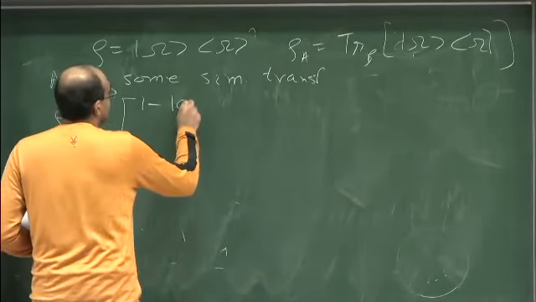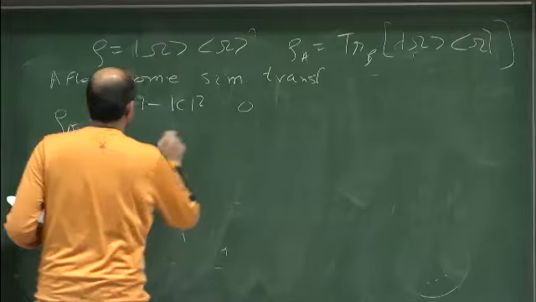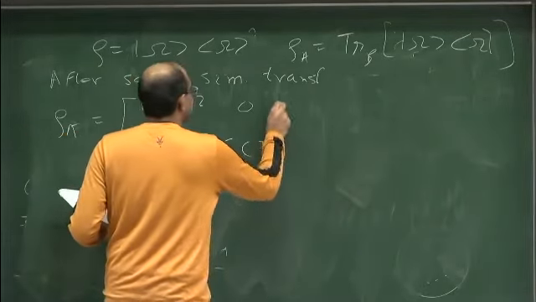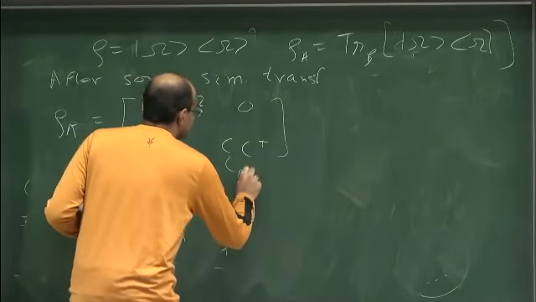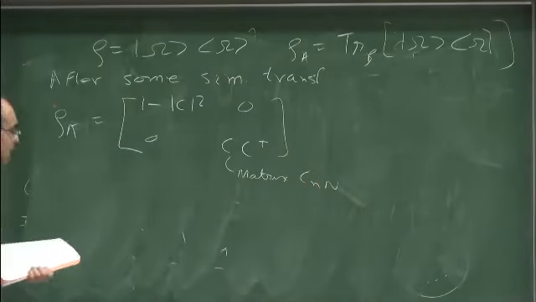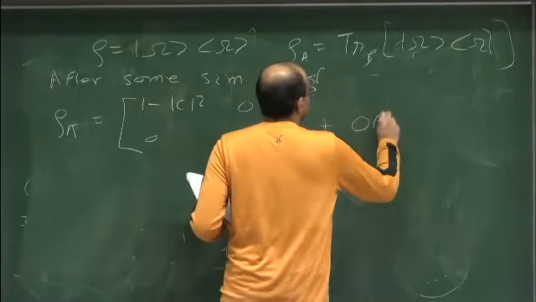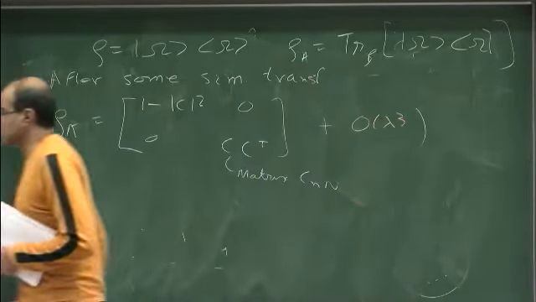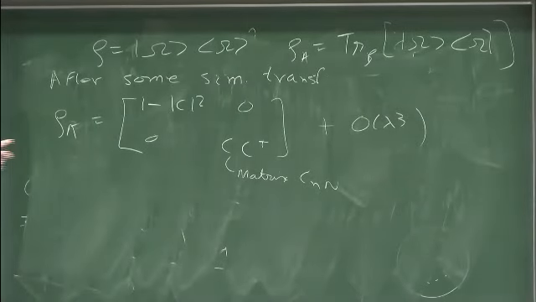It's 1 minus the absolute value of c squared, 0, 0, c dagger, where this is the matrix of Cnn, plus terms of order lambda cubed. Now you might look at this expression and say to yourself, what the hell happened to the A's and the B's?